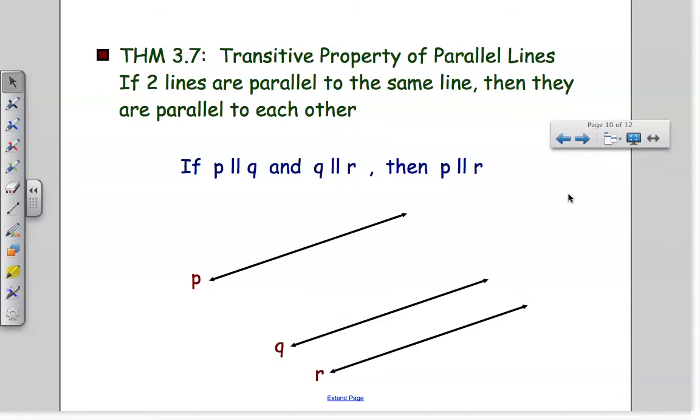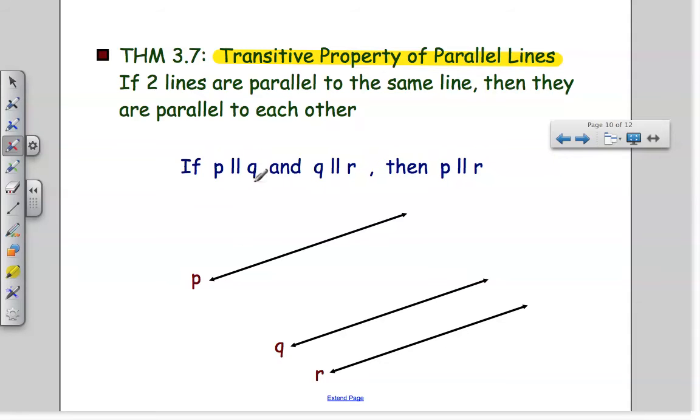One more property for today, and it's the transitive property of parallel lines. We just used transitive property for congruency. We also have transitive property for parallel lines. It says if 2 lines are parallel to the same line, they are parallel to each other.